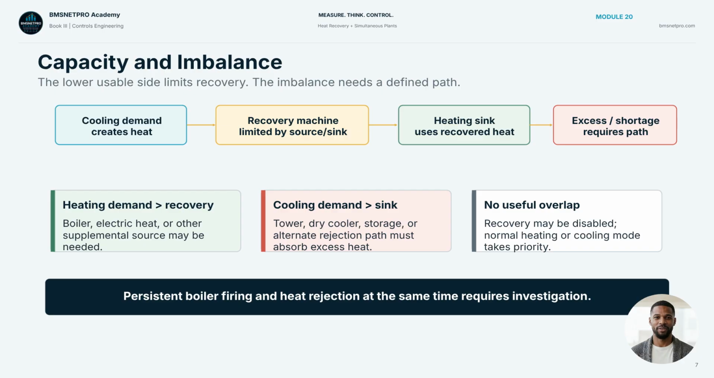The recovery machine may be limited by whichever side has lower usable demand. If heating demand exceeds recovered capacity, boilers or electric heat may supplement. If cooling demand exceeds heating use, excess heat must be rejected or stored. Staging should avoid persistent unnecessary boiler firing and tower rejection at the same time. A short transition may be acceptable, but persistent simultaneous waste indicates poor coordination, bad measurements, or missing mode hierarchy.